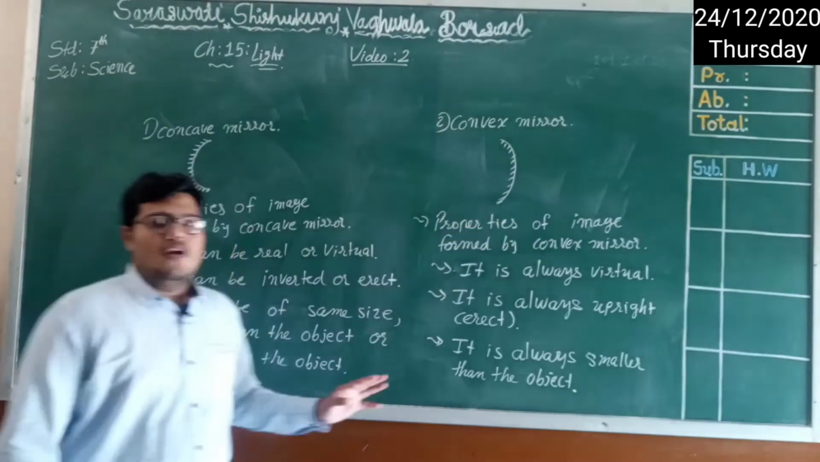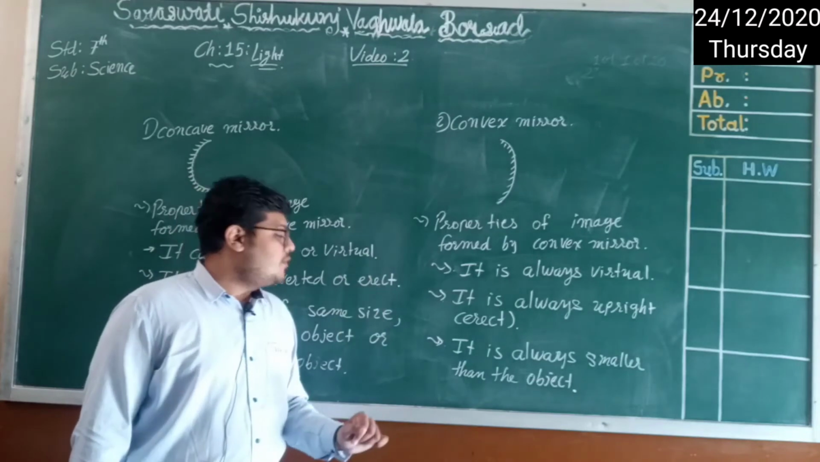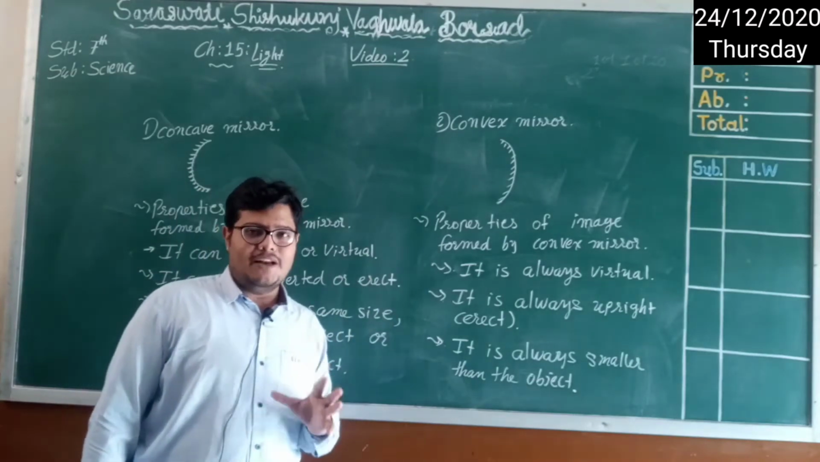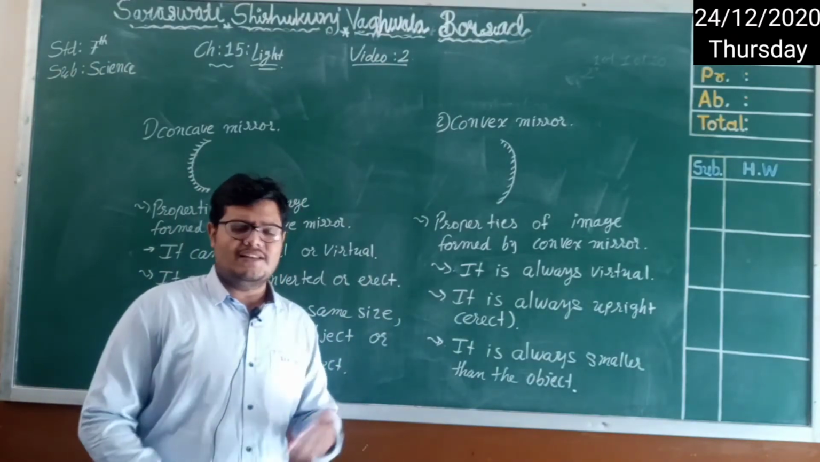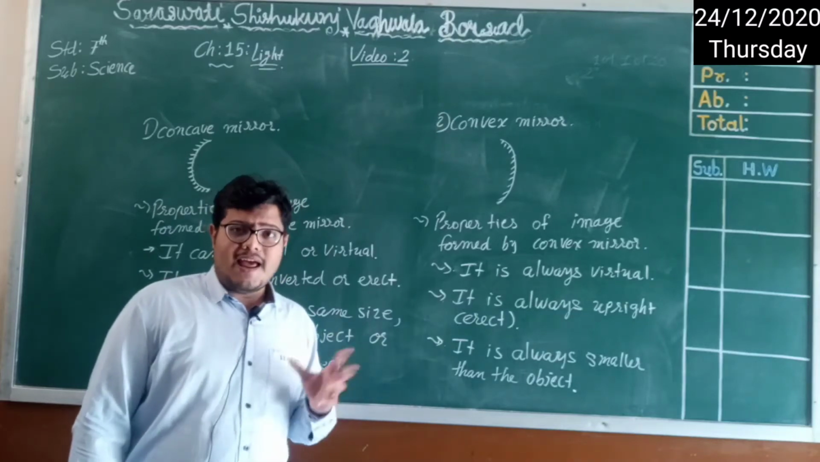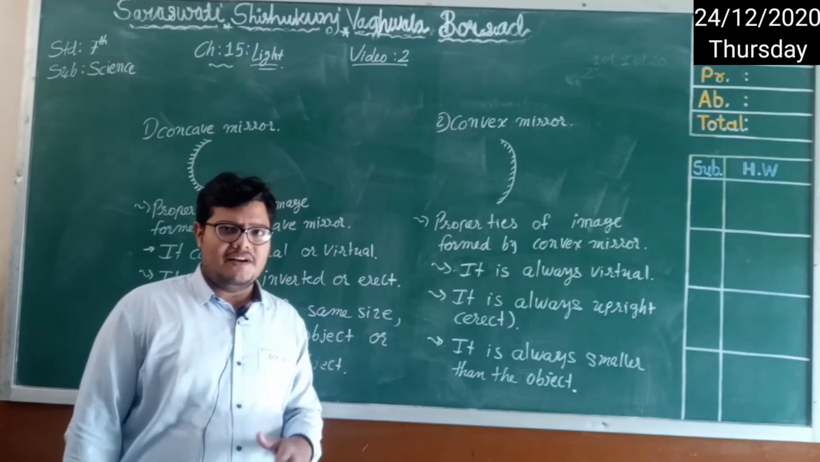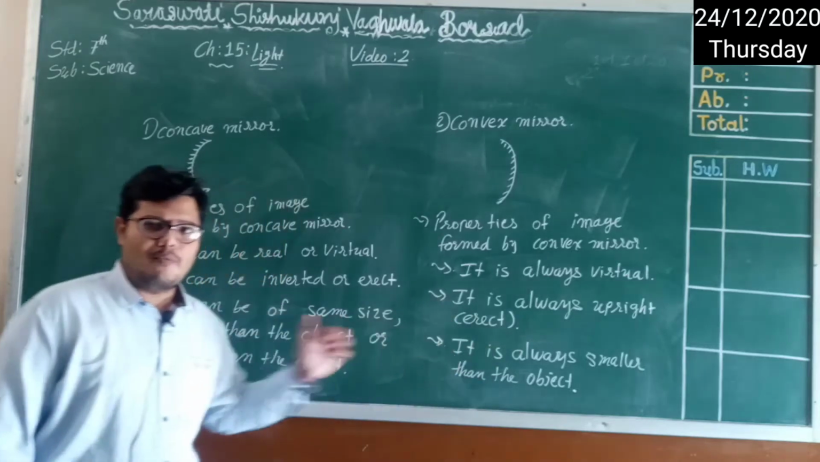Now let's talk about applications of convex mirror. Simply we can say that it is used as the rear glass of your vehicles. That we have already discussed in the last video. Just take a look at all the properties.